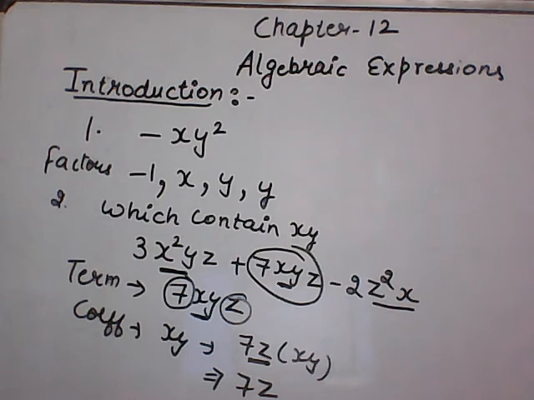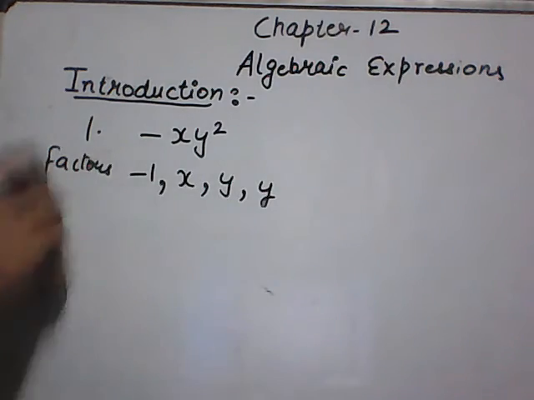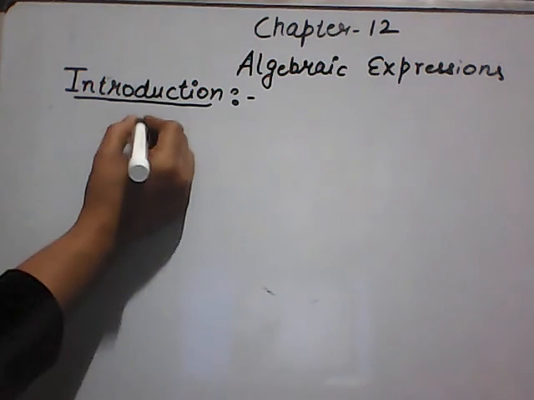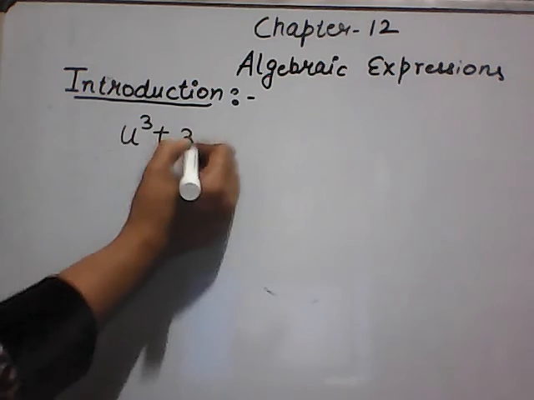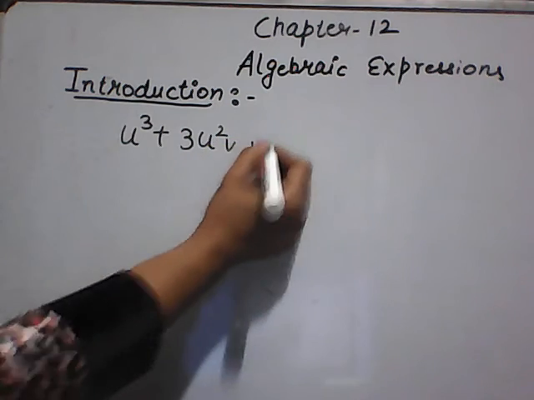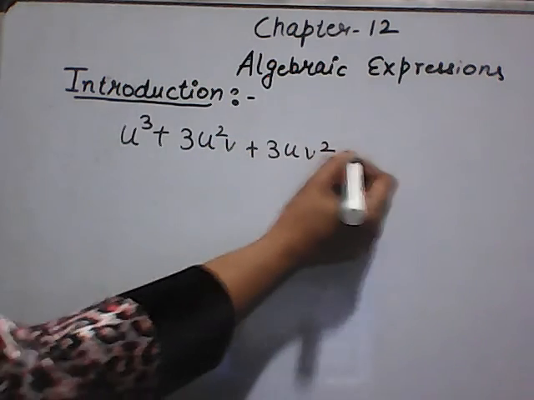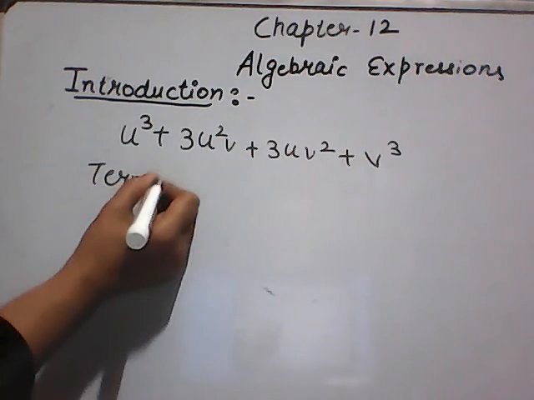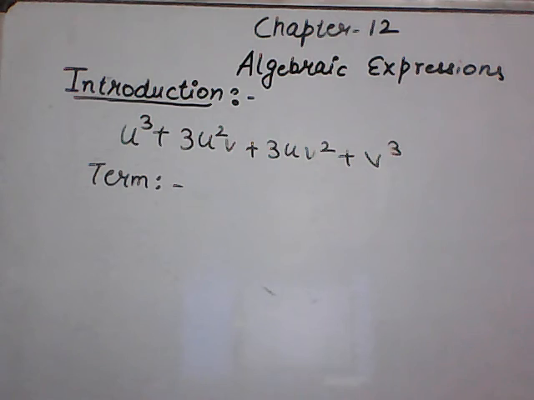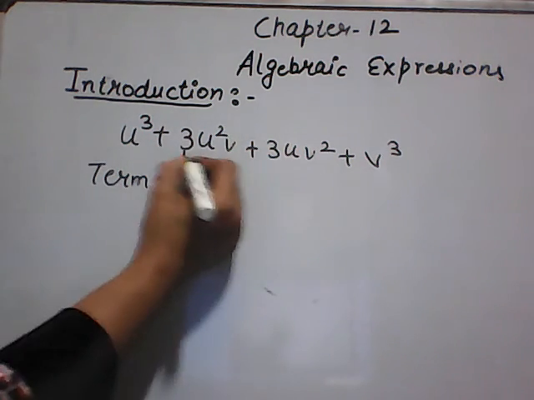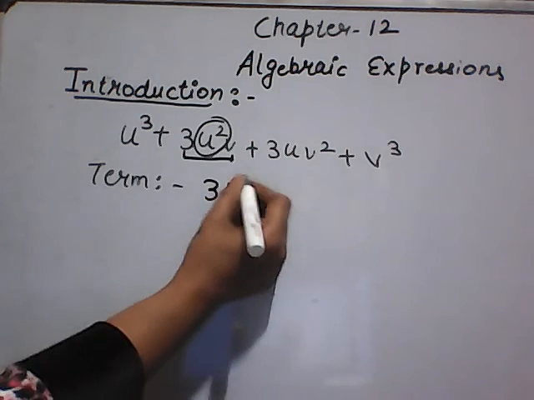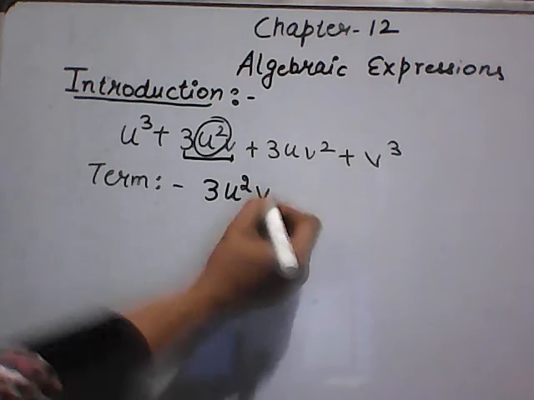In the next part you have to find out the term which contains u square. Here the expression is given to you: u cube plus 3u square v plus 3uv square plus v cube. You have to find out the term which contains u square. Here 3u square v contains u square. So we have to write the term 3u square v.